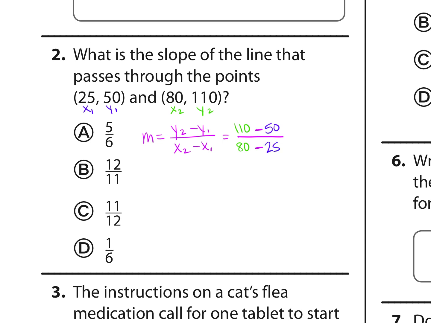And we'll simplify this. We get 60 over 55, and that further reduces to 12 over 11, and I could write that as 1 and 1/12, but my answer choice B matched this form, and slope we're often going to leave as an improper fraction.